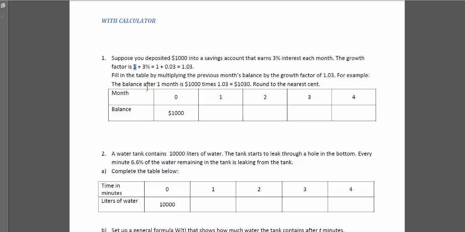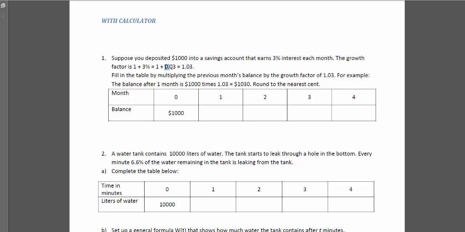Well, 1 represents 100%. So let's say that you had 0% interest, then of course it's obvious that you will just have $1,000 after 1 month. You receive nothing extra, you just have $1,000. But you need to include this, so you have the initial amount. And then you're going to add 3%, but in decimal form, 3% is 0.03, okay? So the factor is going to be 1.03.